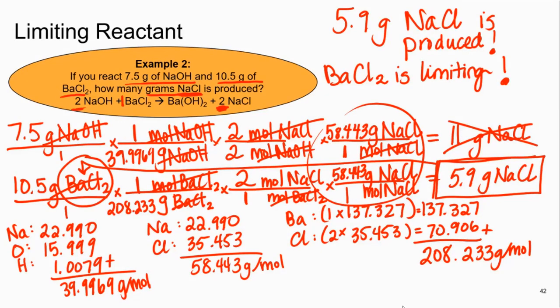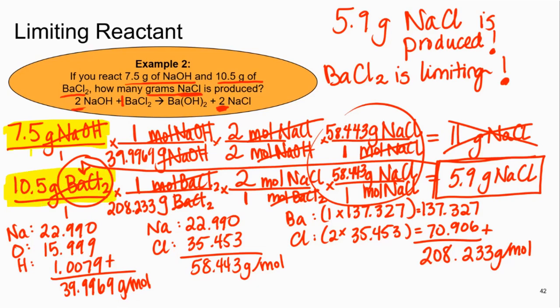I want to point out one last important point in this problem, and that is that the limiting reactant is not necessarily the reactant that is present in the lesser amount. You just can't tell from the starting amounts of reactants how much product they'll produce because of the different molar masses of the various reactants and products. If we look at our reaction, we actually started off with 7.5 grams of sodium hydroxide and 10.5 grams of barium chloride.